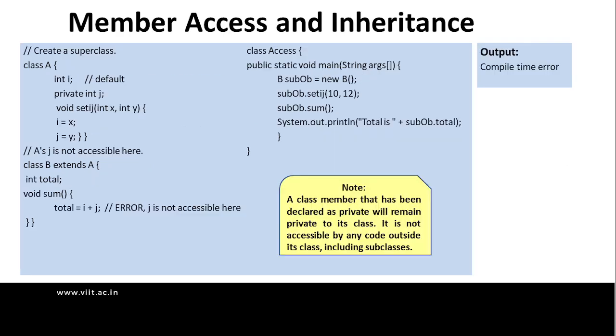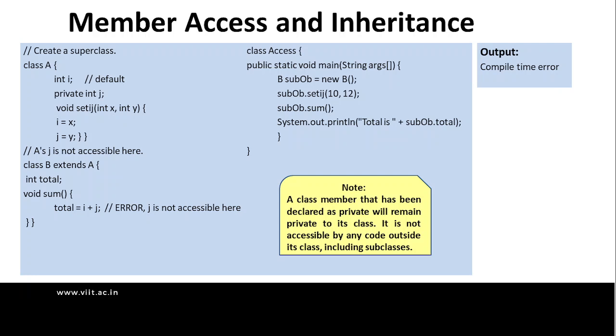So that's member access and inheritance. For example, class A is a superclass, with an integer variable i as default, then a private integer j, and a method to set the values of i and j with integer x and y: i equal to x, j equal to y. So A's j is not accessible here because it is private.